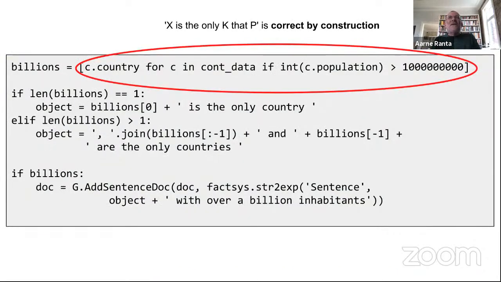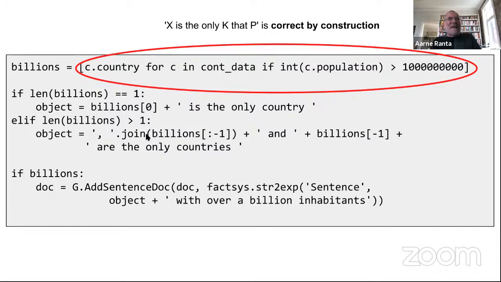And now if you want to say X is the only K that P, it's actually a derived fact and it's correct by construction because you generate it from the data. So you generate this list from the construction. And here you are interested in the countries that have more than 1 billion inhabitants. And if there is one of them, then you use is. So actually this is a bit ugly that you have to do it in the, but it's just because I'm using the string template here.